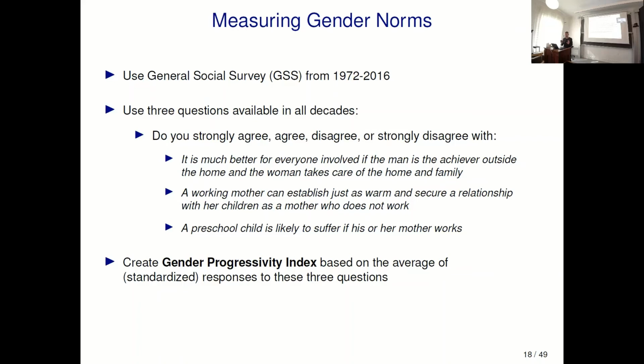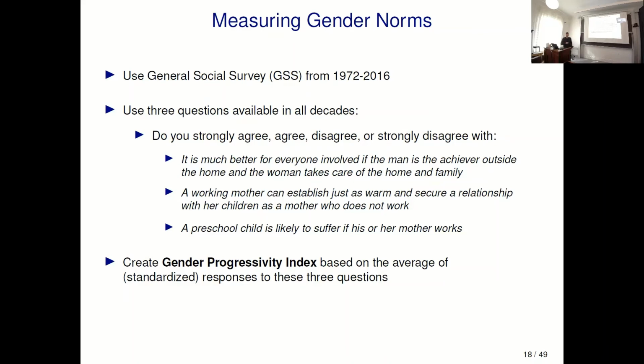So I'm going to use these 3 questions. They're available throughout, and I create a gender progressivity index by essentially taking the average of these 3 questions. Now, to make them comparable, since these are different kinds of questions, specifically what I do is I standardize each question separately to have mean 0 and standard deviation 1, and then I aggregate them into one gender progressivity index.